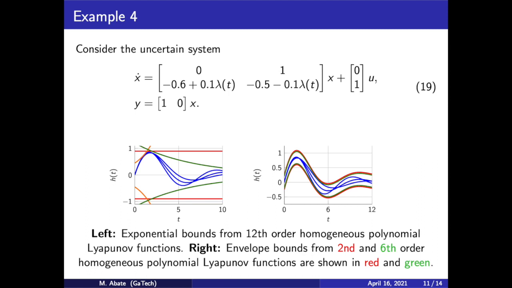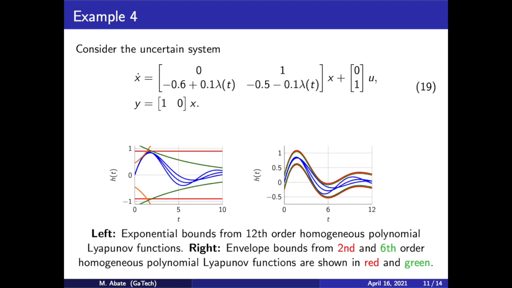The first technique is demonstrated on the left of this slide, and this involves exponentially growing or decaying bounds on the impulse response. These are all from 12th order homogeneous polynomial Lyapunov functions for the system 19. The orange bounds are exponentially growing bounds, whereas the green bounds are exponentially decaying. And when you apply a result with a growth parameter equal to 0, you attain the initial result, which is just a static bound on the impulse response. This is shown in red.